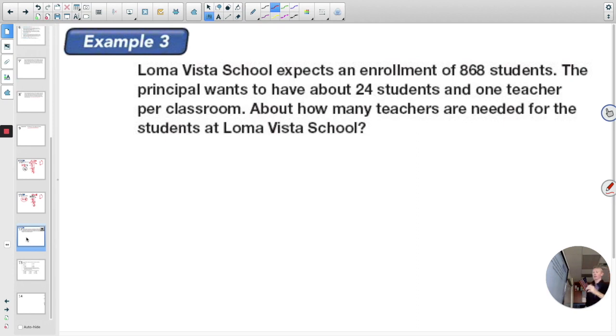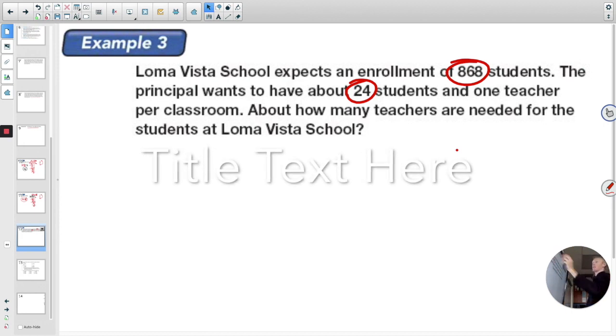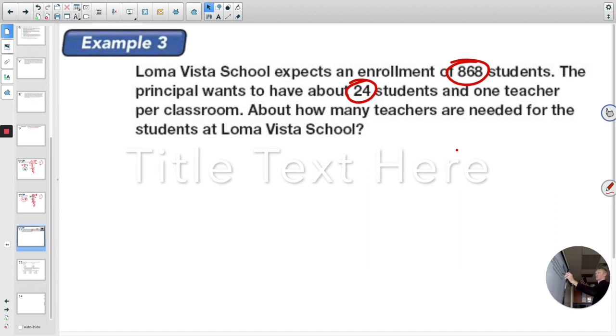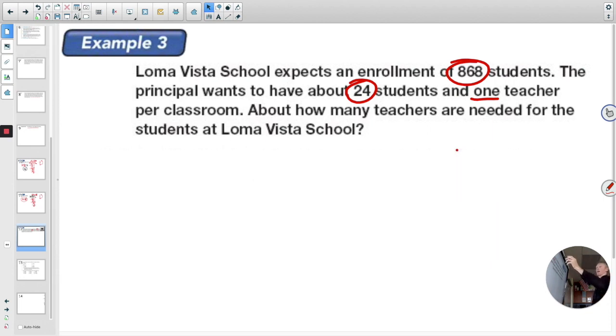So right away it jumps out at me that I have two numbers. I have 868 and I have 24. Now I need to ask, what is the question asking me? About how many teachers are needed for the students at the school? Well, if I have 24 students to every one teacher per classroom, then I need to divide the number of students by 24, and that should give me my answer.